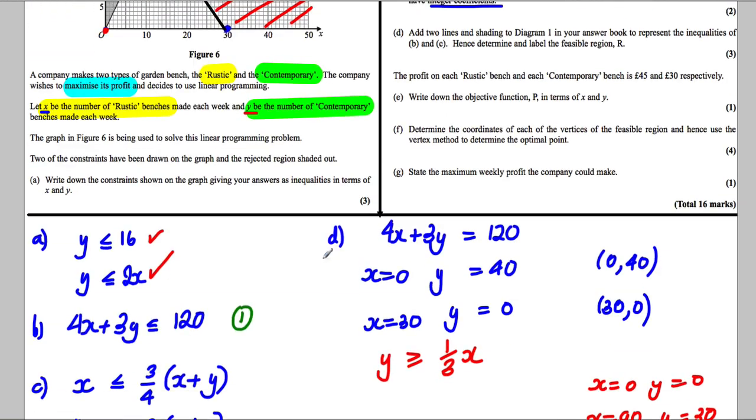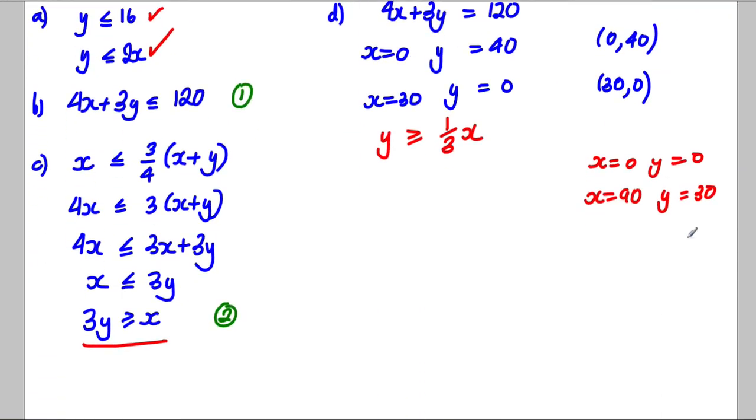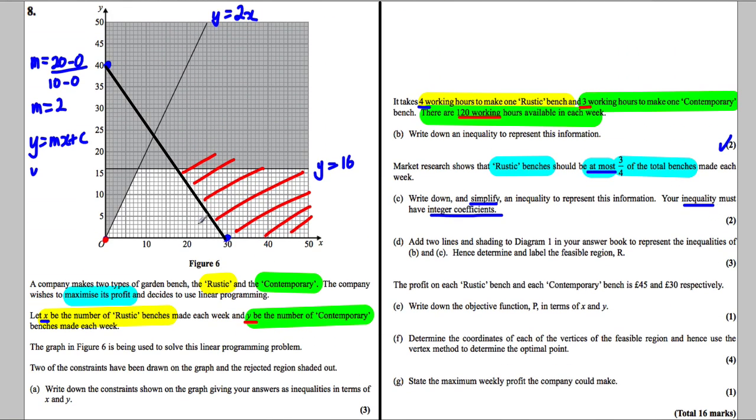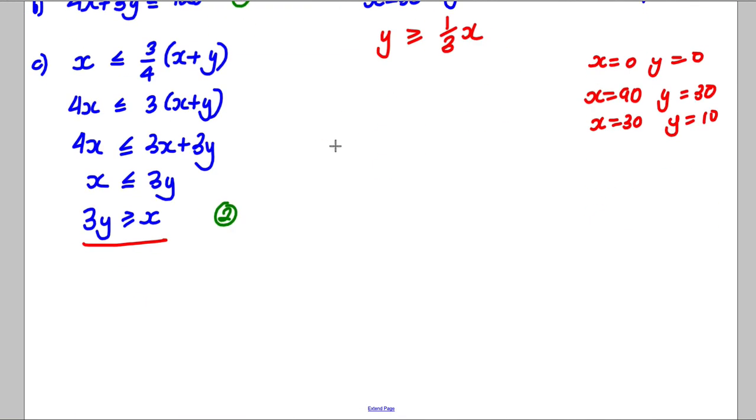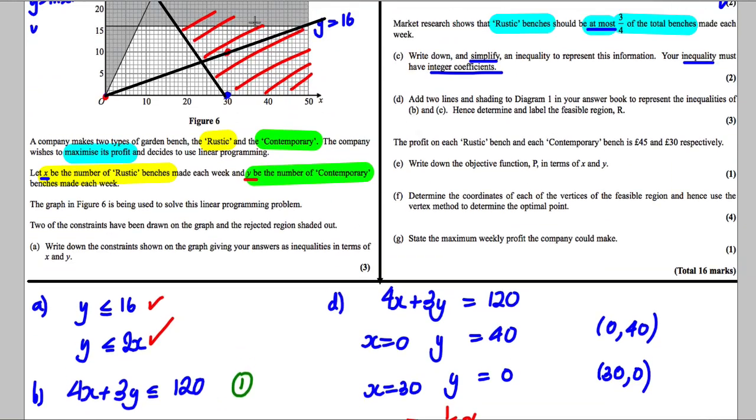Well, x is 90 is too big, so let's just pick instead x is 30. If x was 30, y would be a third of 30, which is 10. So it goes through 30, 10. So 30, 10 would be here. And we're going to draw our line like that. Okay, I'm going to draw our line there. And we want y bigger than this, so we want above the line. So we're going to shade below the line here what we don't want. And so our feasible region R is as follows on the diagram.